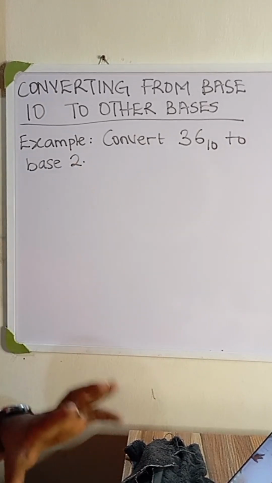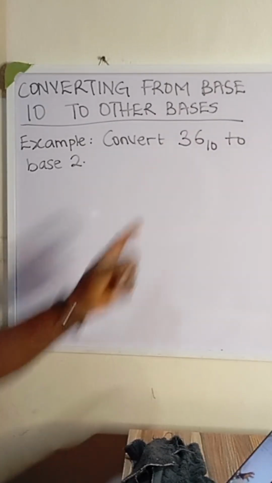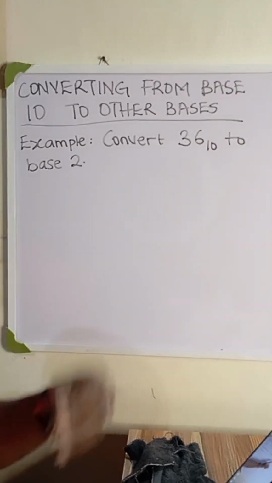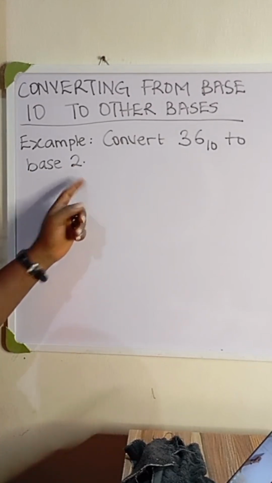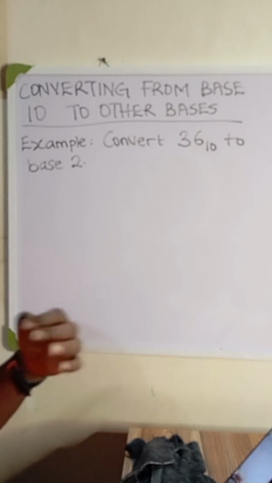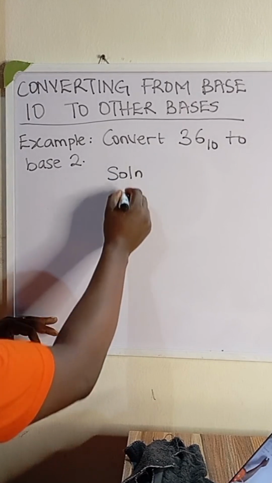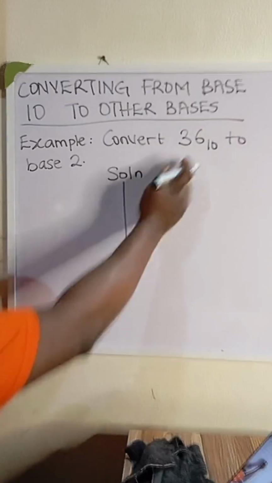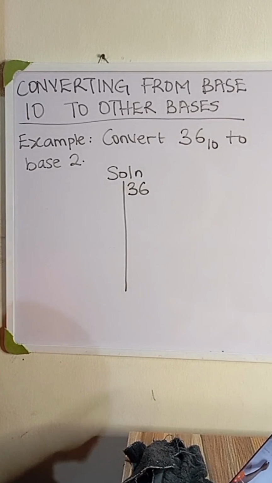When you are converting a number from base 10 to any other base, you are going to divide the base 10 number repeatedly by the base you are converting to until you break it down to 0. So let's look at that. You're going to divide 36 by 2.